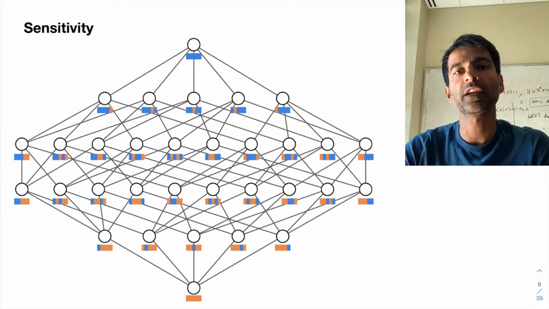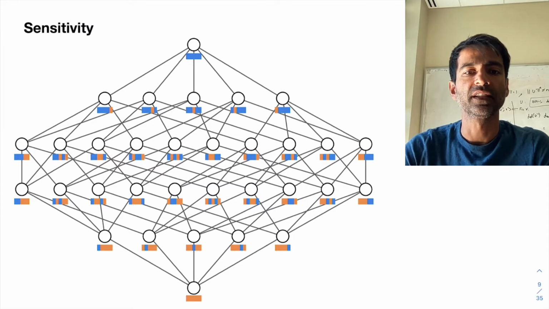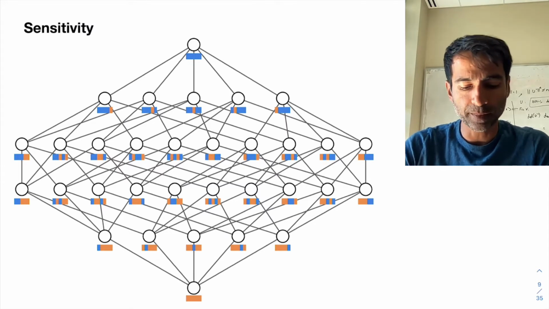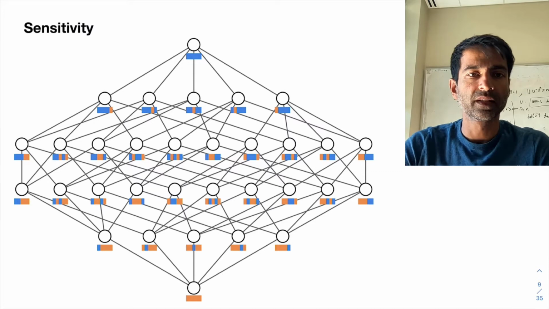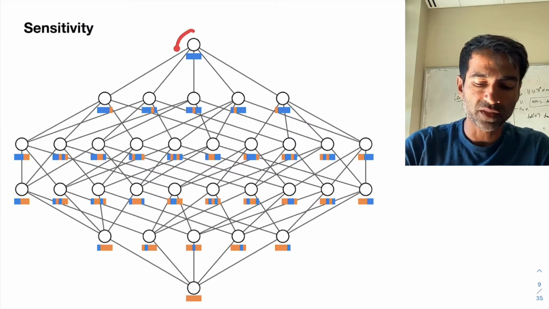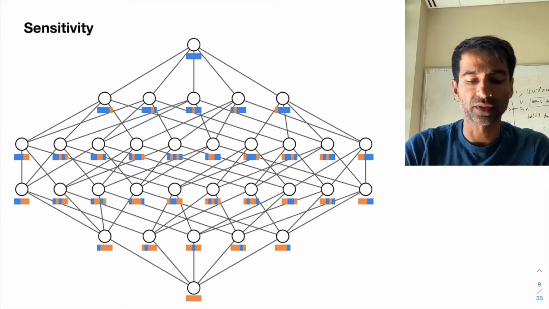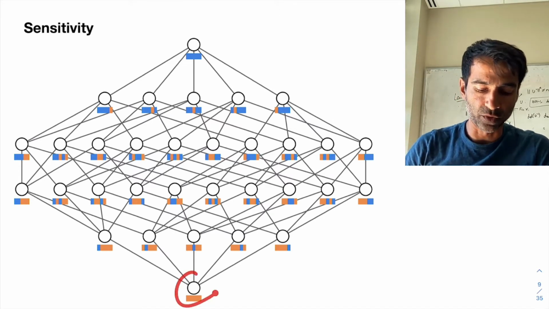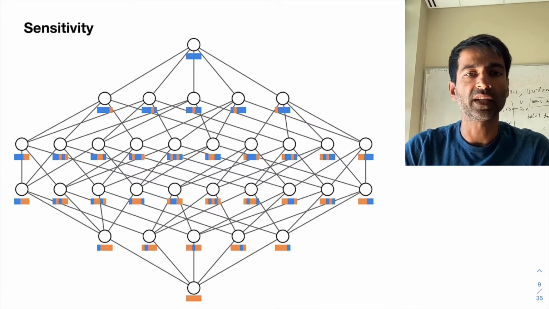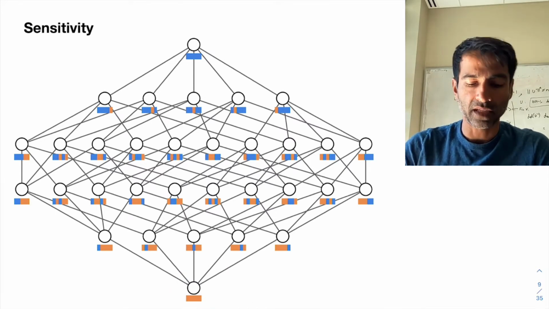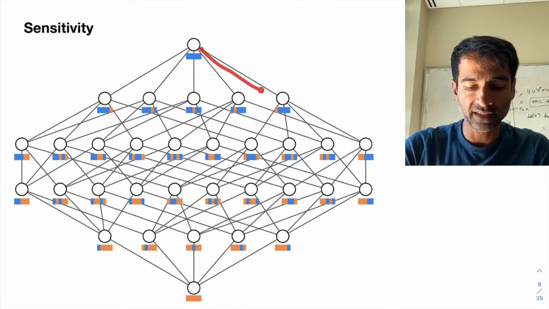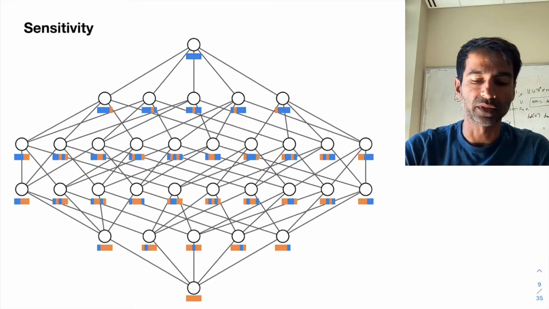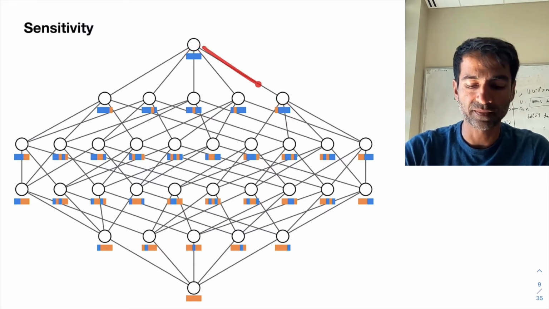This comes from thinking of the function in a different way. So here's a picture of the Boolean hypercube. Every node here corresponds to an input to the function. So this node corresponds to the all ones input, and this node corresponds to the all -1 input. And two inputs are connected if they disagree in only one coordinate. So these two inputs disagree in only one coordinate, and that's why they're connected by an edge.